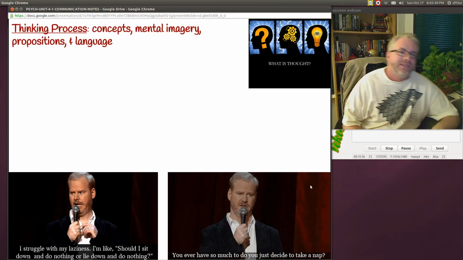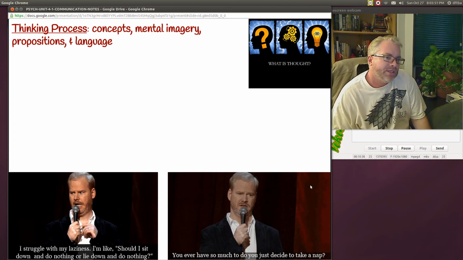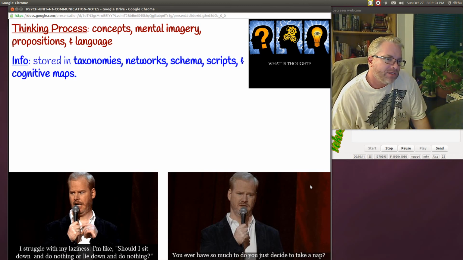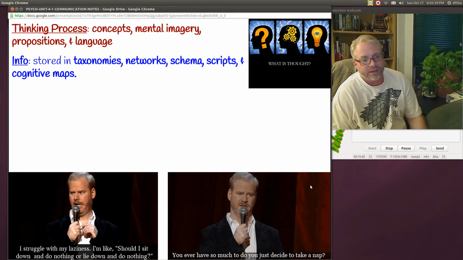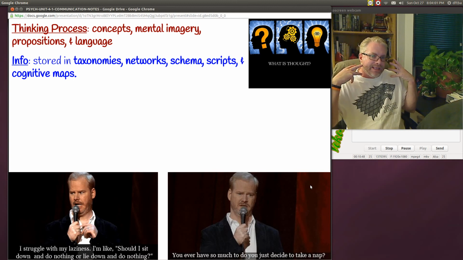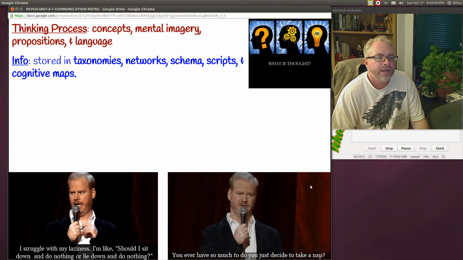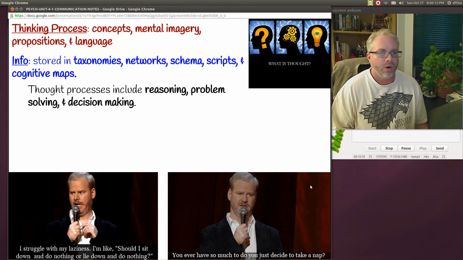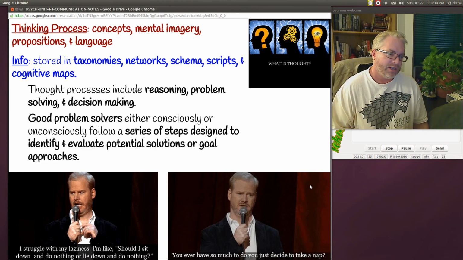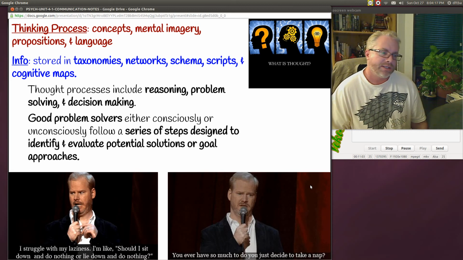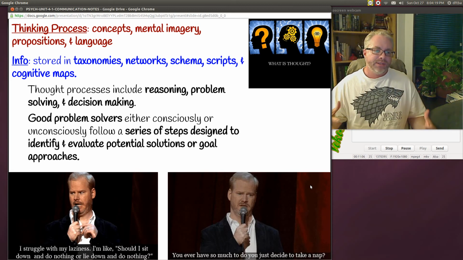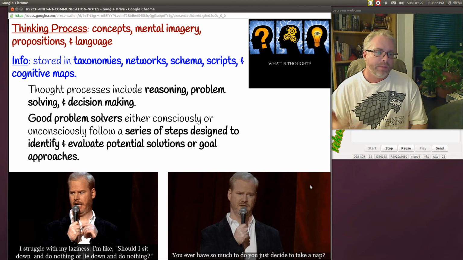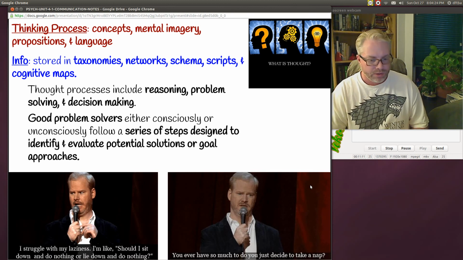The thinking process: concepts, mental imagery, propositions, language. The information is stored in taxonomies, networks, schemas, scripts, and cognitive maps. And this is like the stuff that's in your brain that you use all the time. Thought processes include reasoning and problem solving and decision making. These are all really important to understand when you are somebody looking at studying psychology. Good problem solvers are either going to consciously or unconsciously follow a series of steps designed to identify and then evaluate potential solutions or goal approaches.